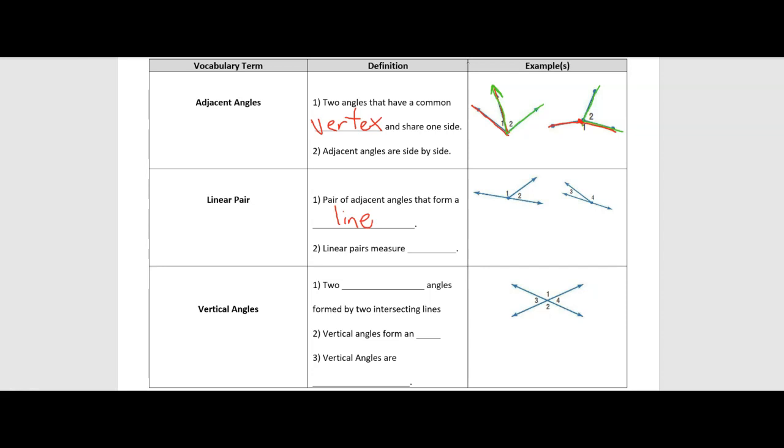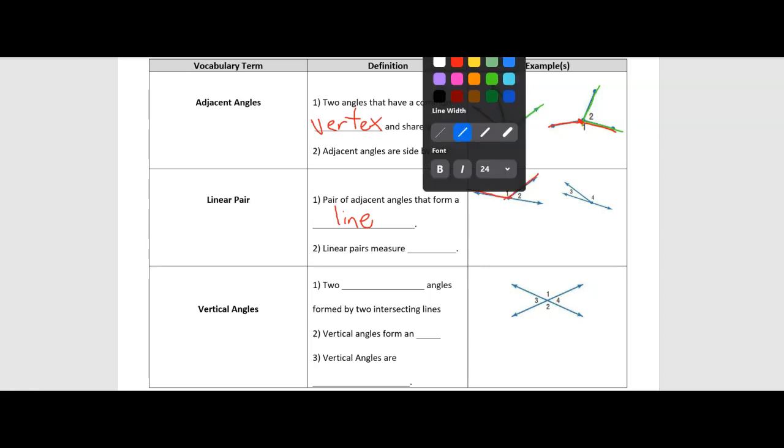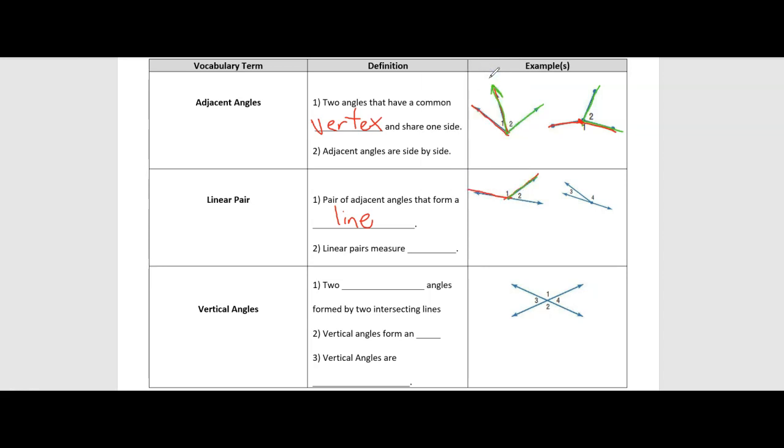So again, we could look at our example. We have angle 1, do that in red, and I have angle 2. But the special thing about linear pairs, they're adjacent angles, but they form a line. So together, the measure of both of those angles should add up to the measure of a straight angle, 180 degrees. Again, together they should add up to 180.